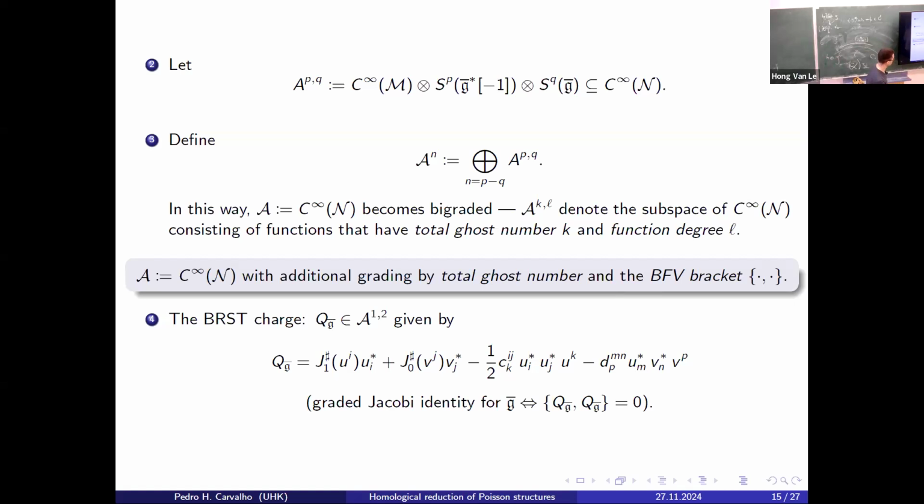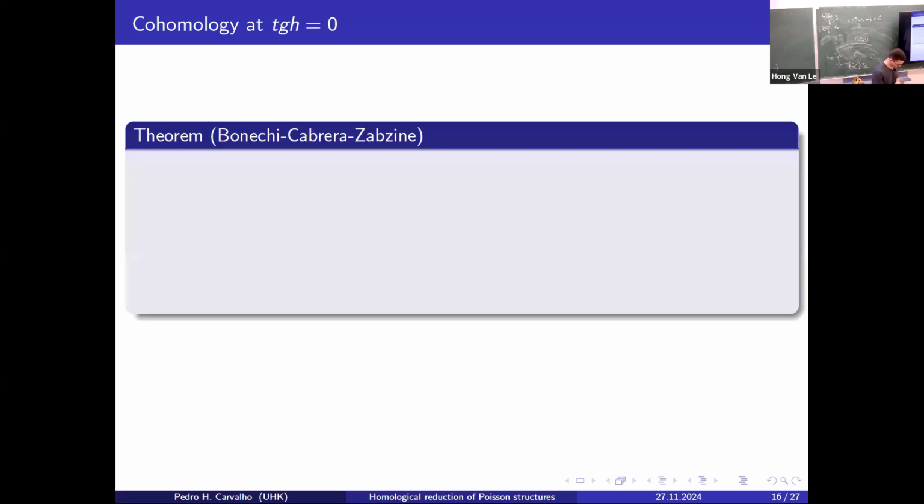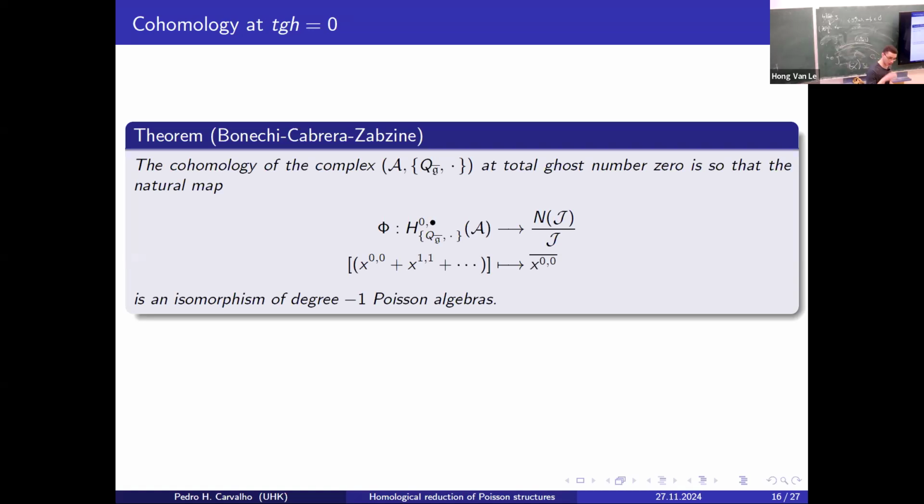Okay. Cool. Cohomology, but now cohomology at total Gauss number 0. You have 2 degrees. Okay. And I know, well, this theorem appears in maybe a very general form in a paper by Bonechi, Cabrera, and Zabzine. And it says that when you consider this algebra A with the BRST charge, when you take homology at degree 0, you have an isomorphism of degree -1 Poisson algebras. So this is homological reduction of multivector fields. So when you consider this BFV algebra of degree 1, you are doing homological reduction of multivector fields.